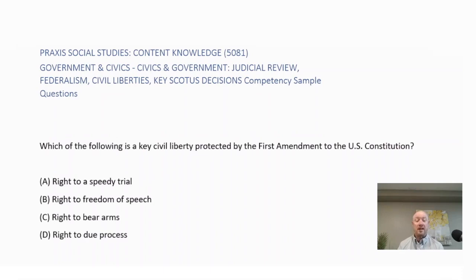Which of the following is a key civil liberty protected by the First Amendment to the U.S. Constitution? Is it A, right to a speedy trial, B, right to freedom of speech, C, right to bear arms, or D, right to due process?